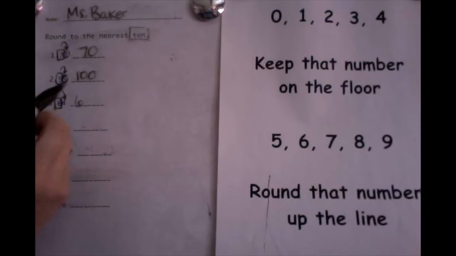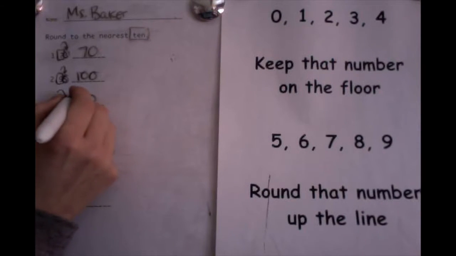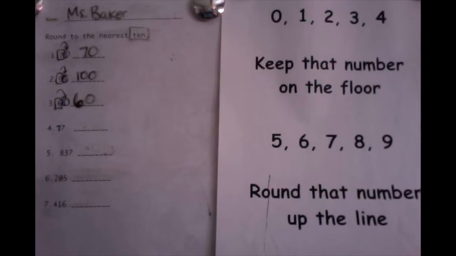But anything that comes after that number turns to what? You got it, a 0. So the number 64, rounded to the nearest 10, becomes 60.